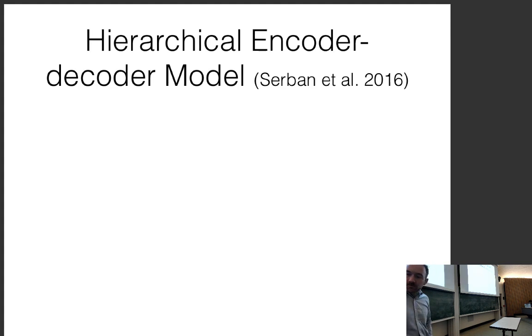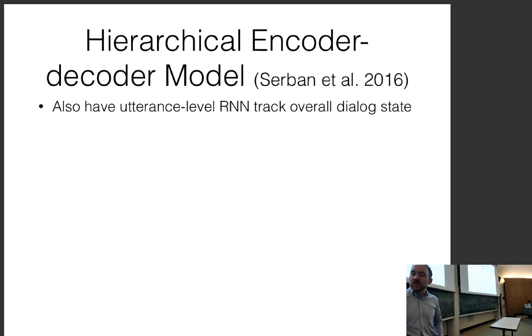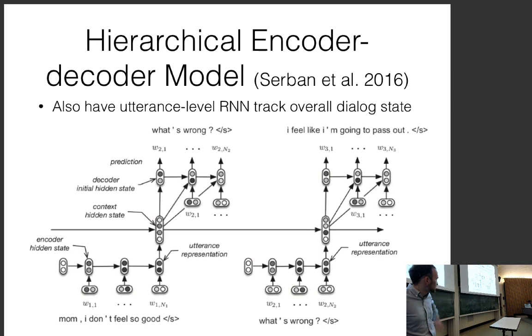So one way that people have worked to improve these models is with hierarchical encoder-decoder models. And basically the way these work is in addition to having a word-level RNN to read in the previous inputs and generate the next outputs, they also have an utterance-level RNN to track the overall dialogue state. So the idea of this is pretty simple.